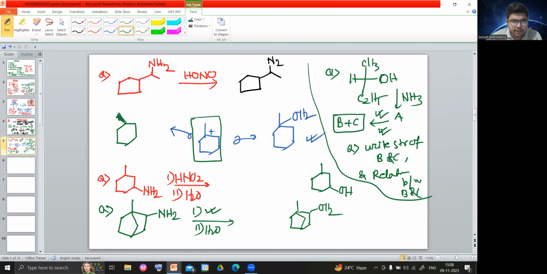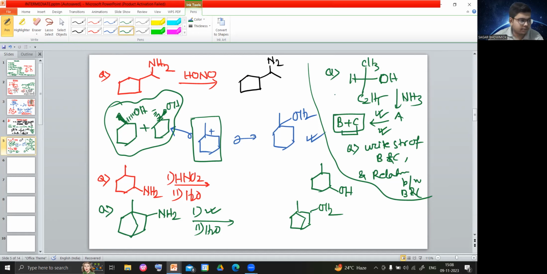If methyl is above and OH below, plus if OH attacks from the above side, then on the above side O will be there, above the plane, and on the below side it will be methyl. Eventually these two are the same compound, but here these two will be different compounds. So just write the structure of B and C.